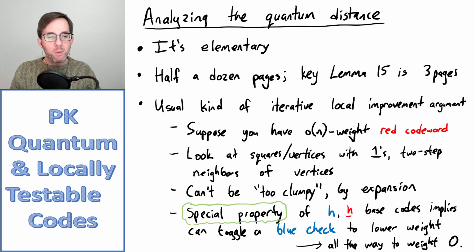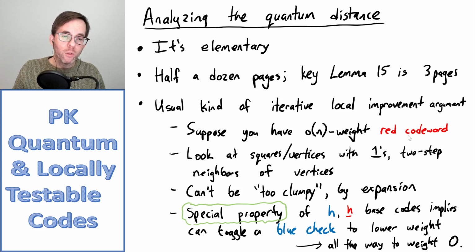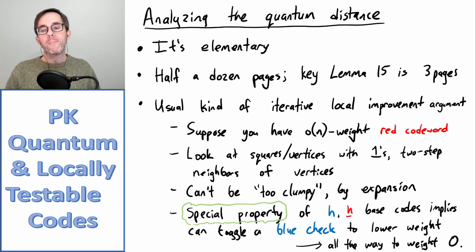This is very vague, of course, but you can look at lemma 15 if you like. Finally, you use a special property of the base codes, H and H underline, to argue that by virtue of this non-clumpiness, there has to be some blue check that you can toggle that will lower the weight of your code word. Then you can repeat this argument more and more, with an even lower Hamming weight red code word. By the expansion and the special property of the base codes, there is always some blue check you can toggle to lower the weight. Eventually you get all the way down to 0, and therefore realize that this is a red code word that you don't have to worry about. The only ones contributing to the distance have Hamming weight big omega of n.